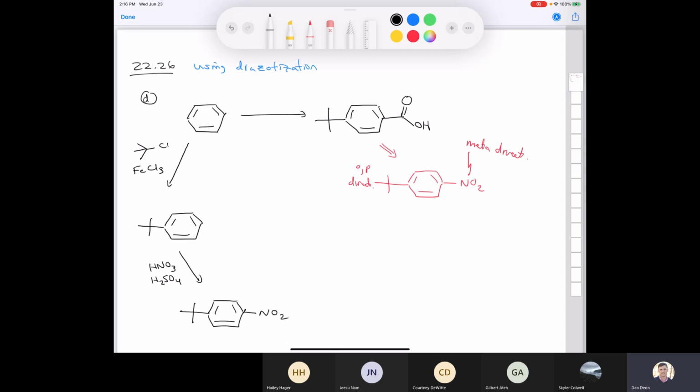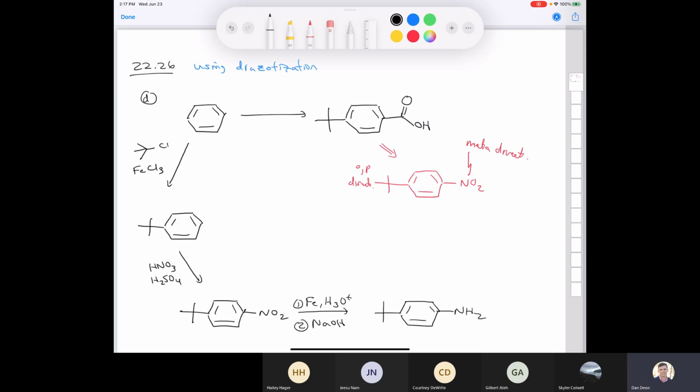Now, in order to do some diazonium chemistry here, we're going to need to reduce that. So we're going to treat it with iron and aqueous acid. And of course, that would make the anilinium, so we need to deprotonate that using sodium hydroxide. That gives us this compound. So now we've got the aniline derivative.